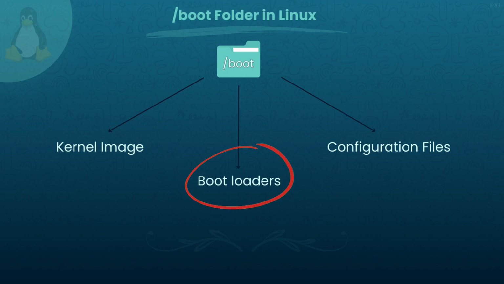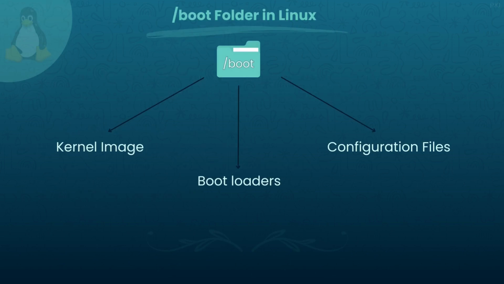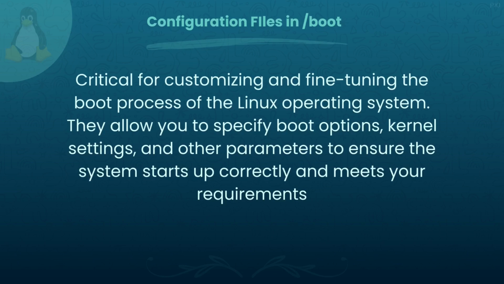Bootloaders. Bootloaders are small programs that help your computer start up the operating system. They are responsible for finding the kernel image file and loading it into memory. Popular bootloaders in Linux include GRUB, Grand Unified Bootloader, and LILO, Linux Loader. Next is configuration files. In the boot directory, you will also find configuration files that tell the bootloader how to start up Linux. These files contain information like which kernel image to load, where to find it, and any special settings or options that need to be used during the boot process.